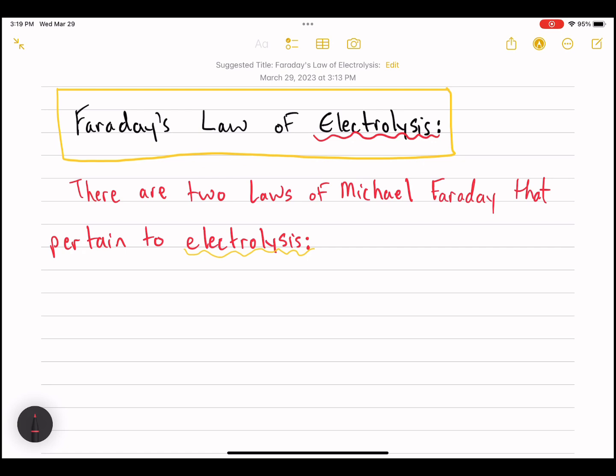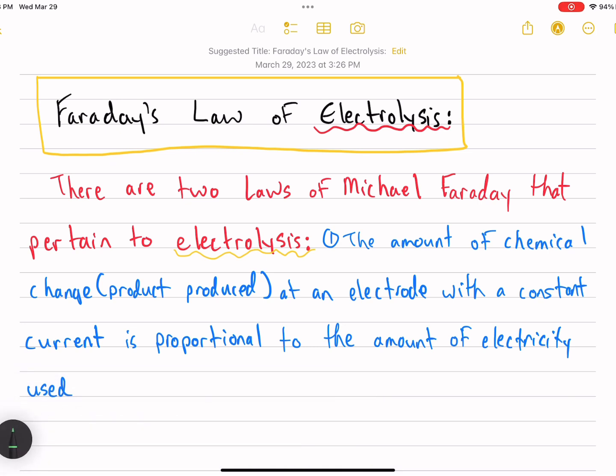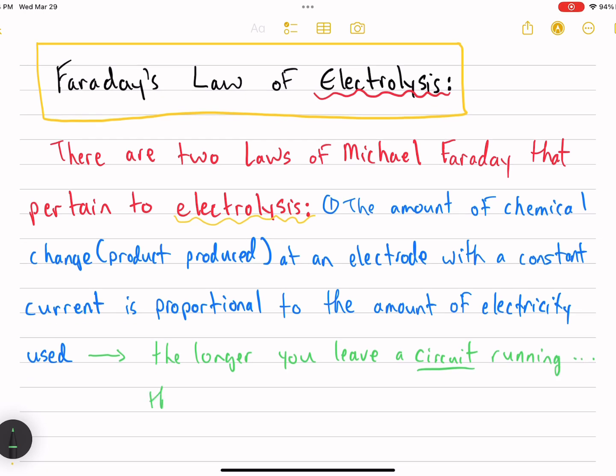So there are two laws of Michael Faraday that pertain to electrolysis. The first law is that the amount of chemical change, or you can say product produced, at an electrode, be the cathode or the anode, with a constant current is proportional to the amount of electricity used. And what that really means in layman's terms is that the longer you leave the circuit running, the more product you're going to have, because it allows more to be produced since the reaction is driven by the electricity provided by the circuit.